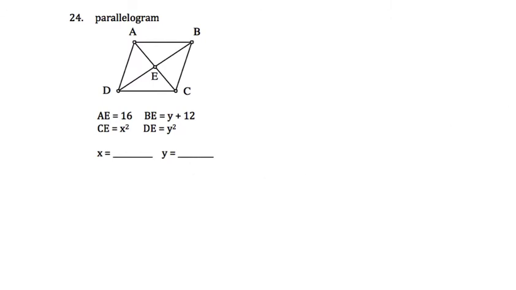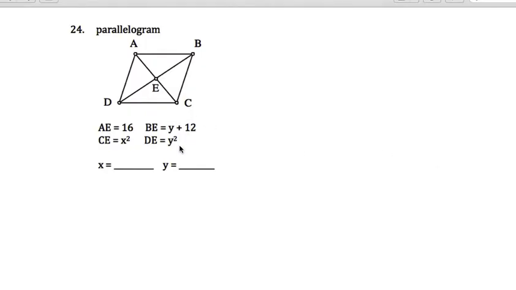And in number 24, here's that quadratic equation that I alluded to earlier in this video. You have a parallelogram, and it gives me that AE is 16, but it gives me that CE is x squared. Well, it's still a parallelogram, so these two things are equal. The diagonals get bisected. So I'm just going to write that. X squared equals 16. So the simplest way to solve this would be to square root each side, and I get x is equal to plus or minus 4.